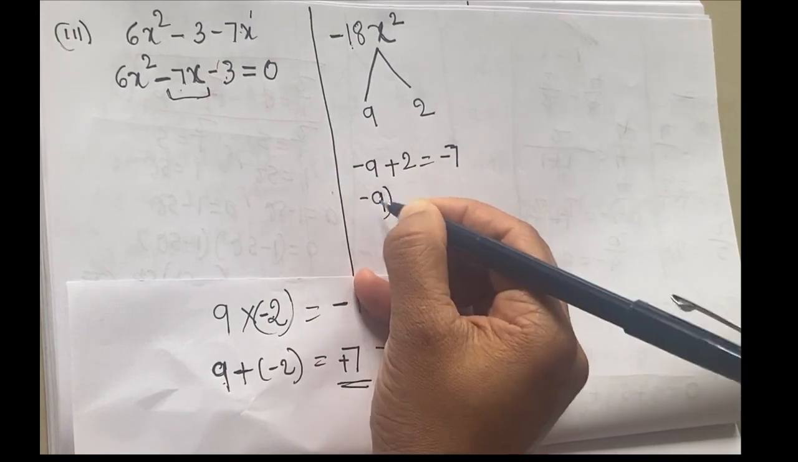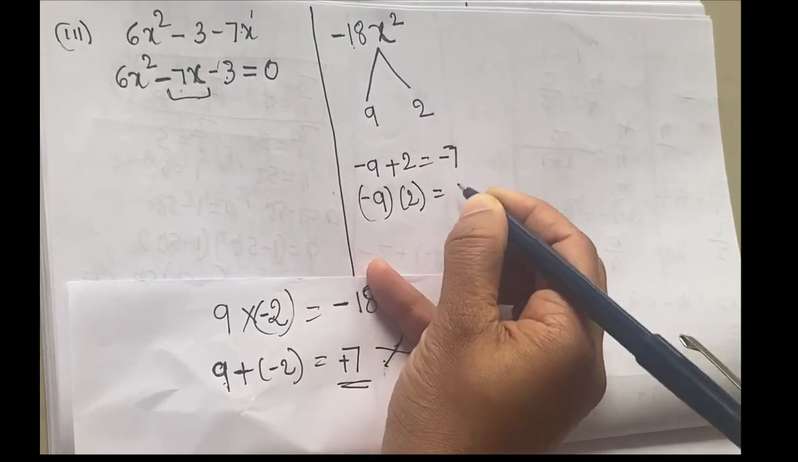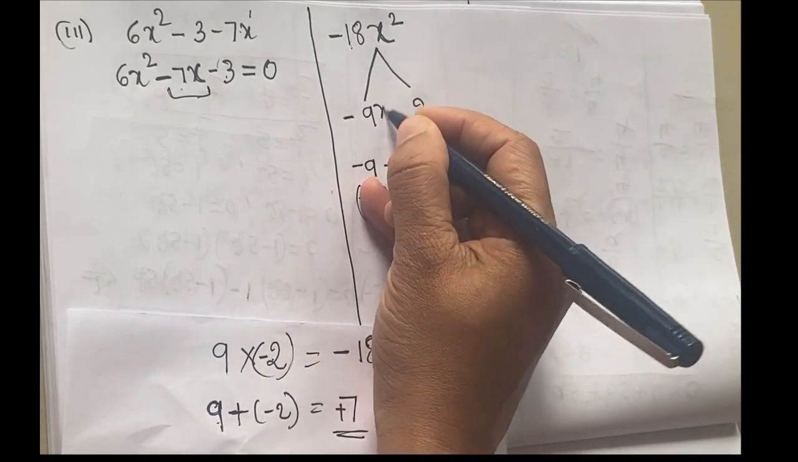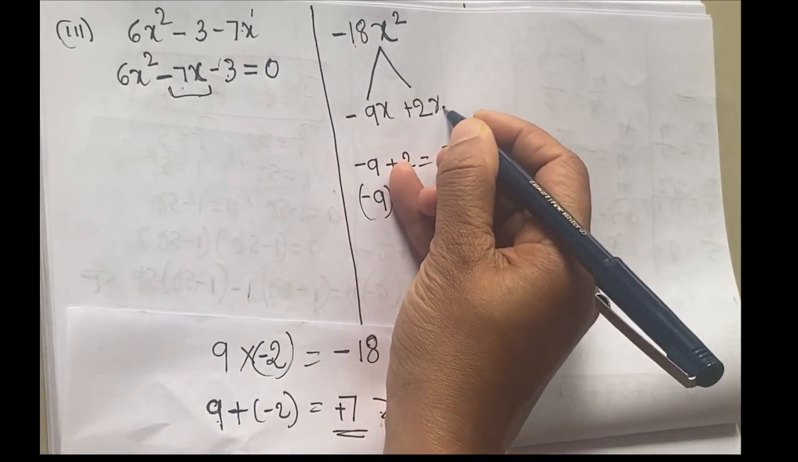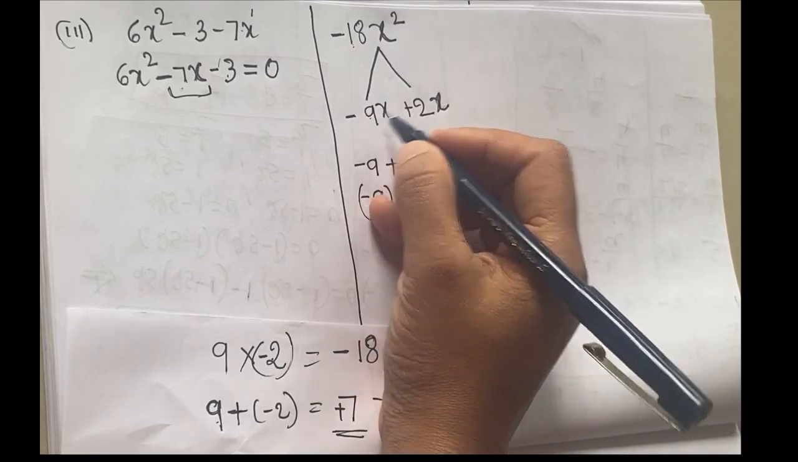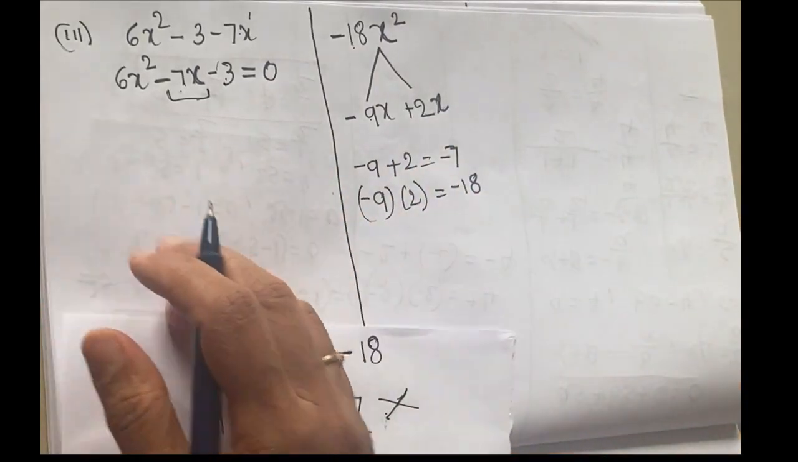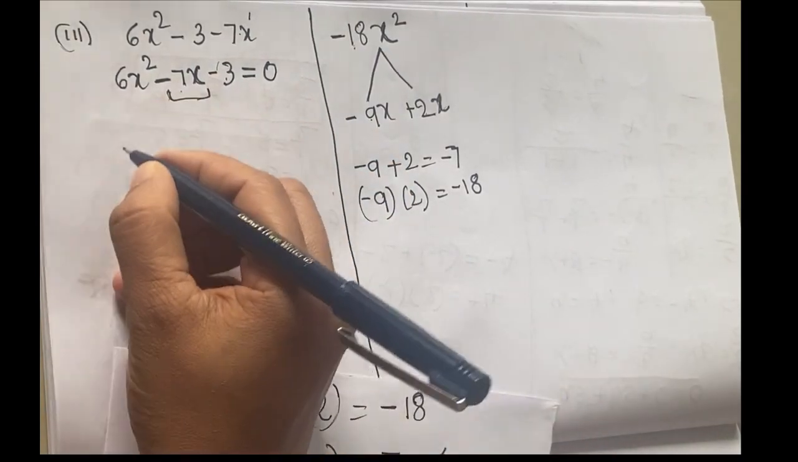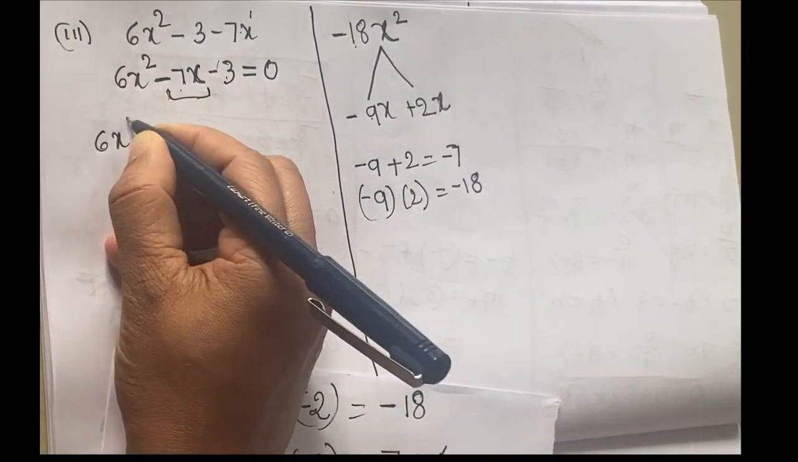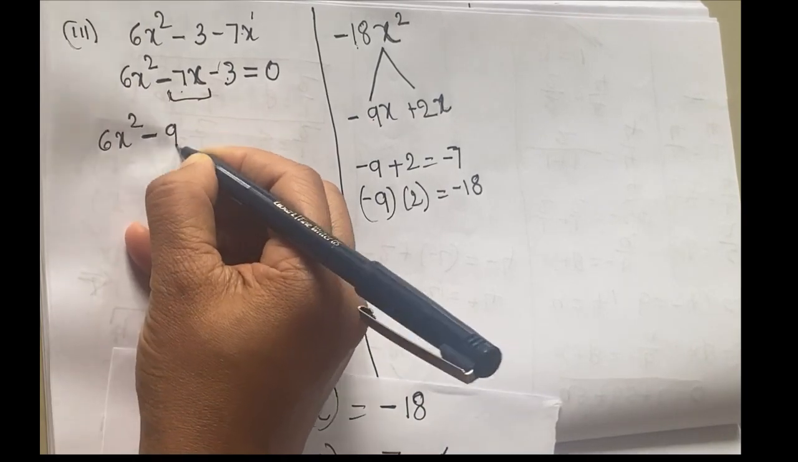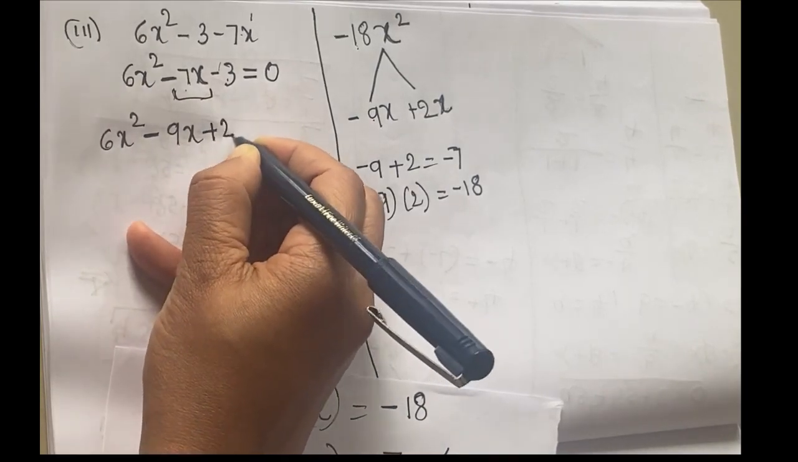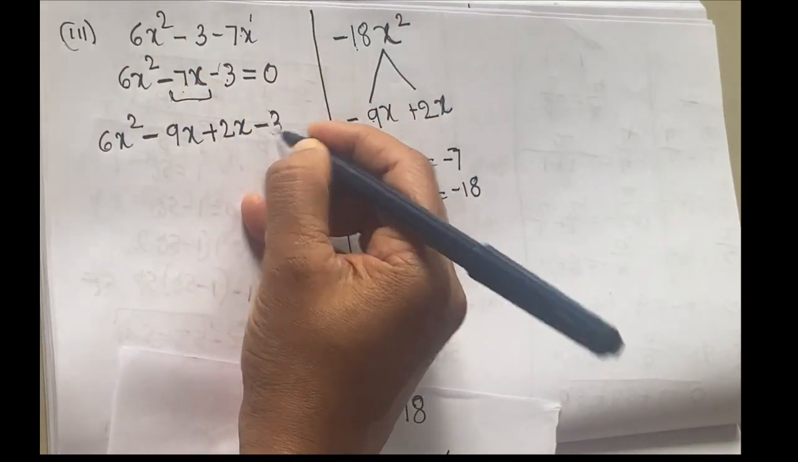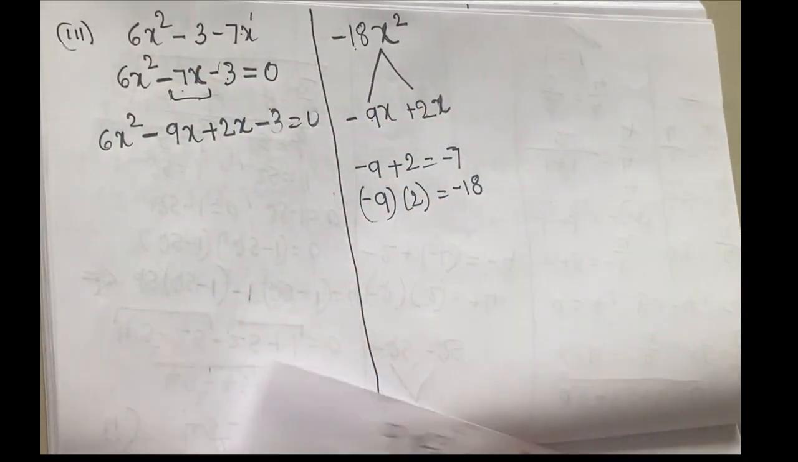And if I take minus 9 and plus 2, the product is minus 18. Okay, then I will choose minus 9x and plus 2x. I won't take plus 9x and minus 2x because our middle term is minus 7x. When I split minus 7x as minus 9x and plus 2x, I get 6x square minus 9x plus 2x minus 3 is equal to 0.